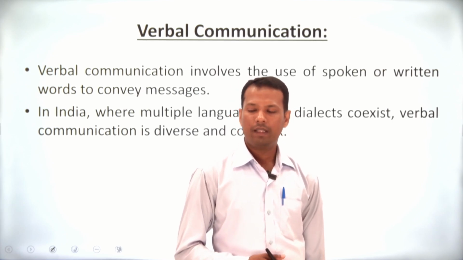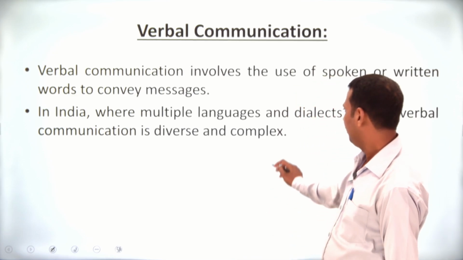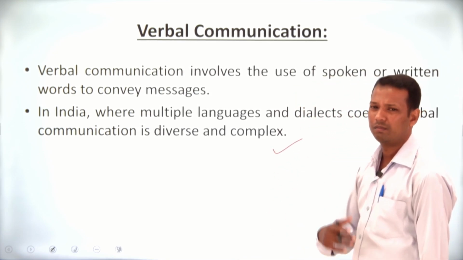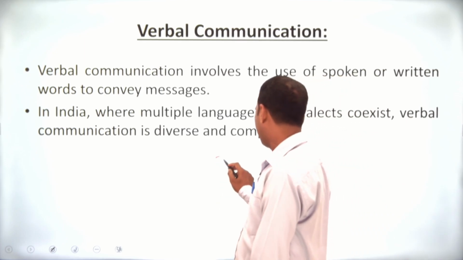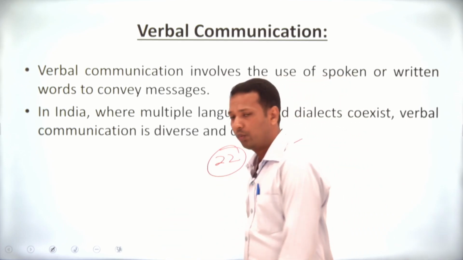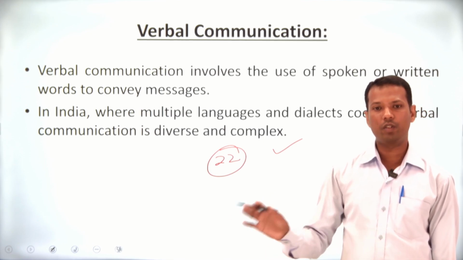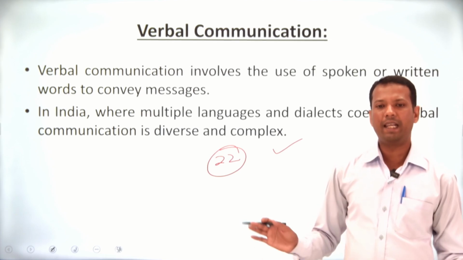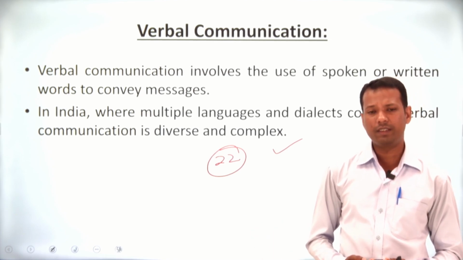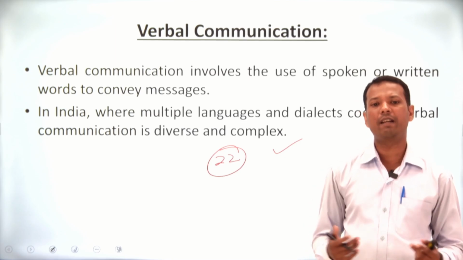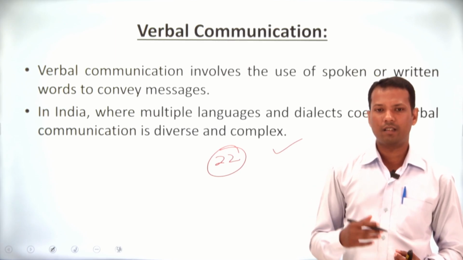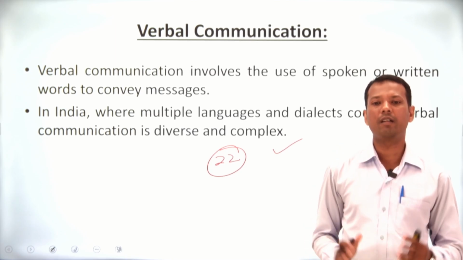Now, in India, around 22 languages are spoken. 22 official languages, not unofficial. Official languages are 22, and there are multiple dialects. So you will see that India is a multi-diverse country, and the communication is really complex.